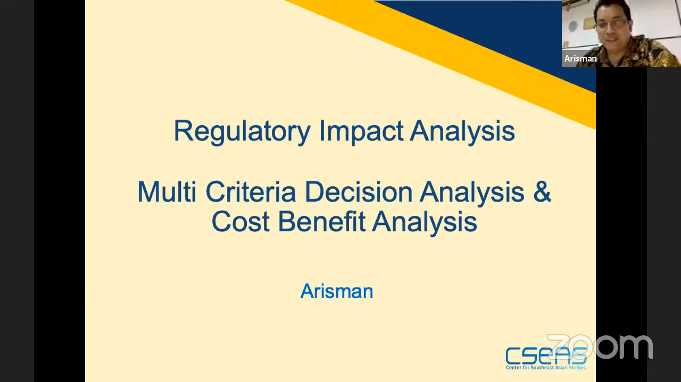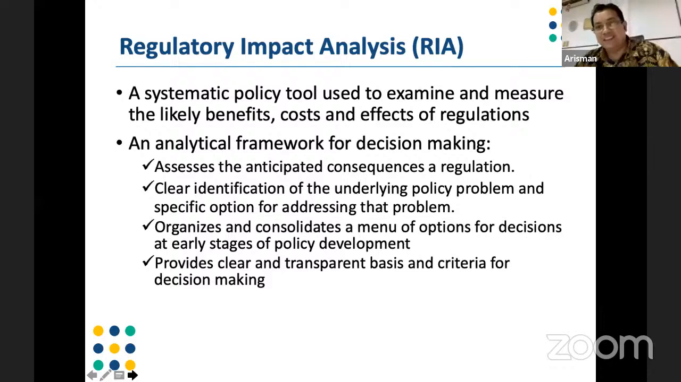Many tools can be used when we discuss environmental challenges nowadays, but these are just some of the tools we can use. And of course, these tools can also be used for other issues. Regulatory impact analysis is one of the systemic policy tools. It's a systematic policy tool used to examine and measure the benefit, cost, and effect of regulation. As we know, this is also an analytical framework for decision making to assess the anticipated consequences of regulation, with clear identification of the underlying policy problem and specific options for addressing the problem. Of course, it is also to provide a clear and transparent basis and criteria for decision making.